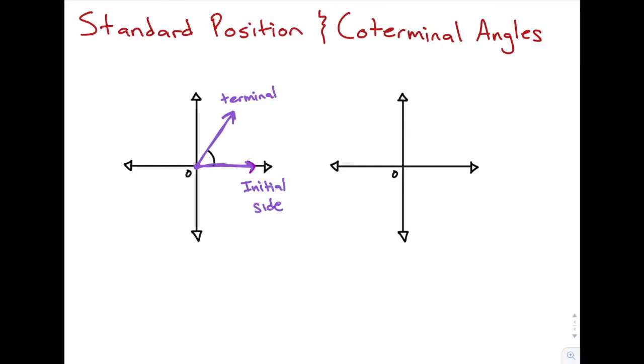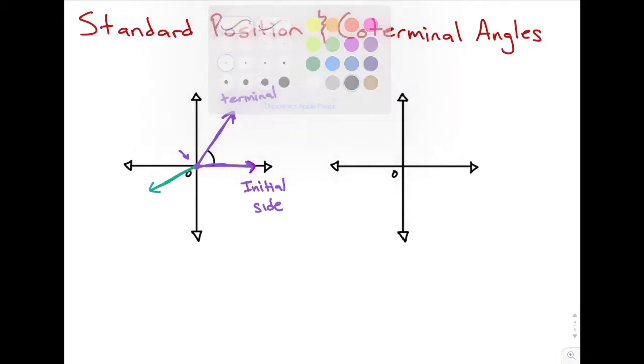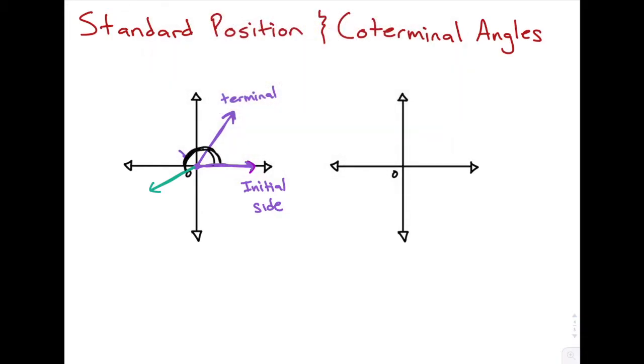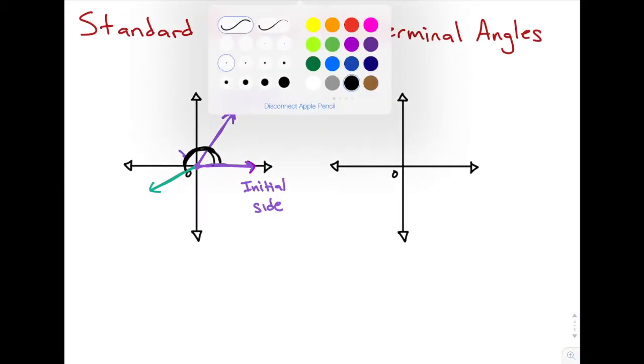So it's in standard position if it's in the xy plane with its vertex at the origin here and its initial side on the positive x-axis. Like when we were working with the unit circle, we start on the positive x-axis and then trace along from there. If we did another one over here, this would be in standard position with this angle right there, and other angle measures like that.